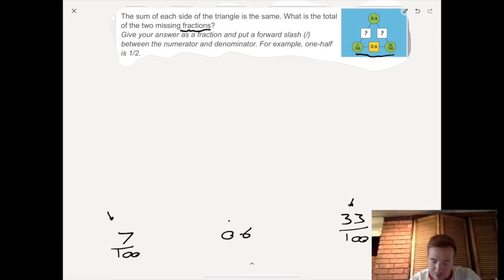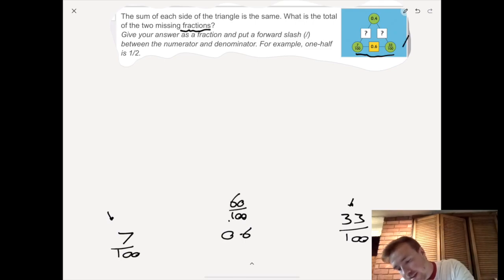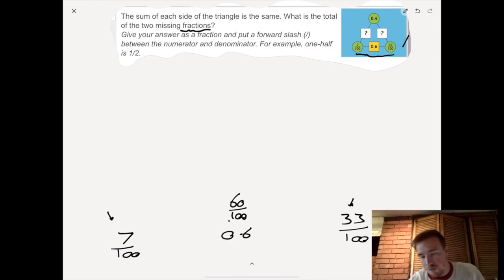So 0.6 as a fraction is 6/10, or it is 60 out of 100. 33 add 7 is 40, and 40 add 60 is 100. So A equals, not 40, I don't know why I've written that. A equals 100/100. 100% or 1. I'm just trying to make all of them equal 1, or 100/100. So I've got 0.4 at the top, which is the same as 40/100. So let's get rid of that now. Don't need it.